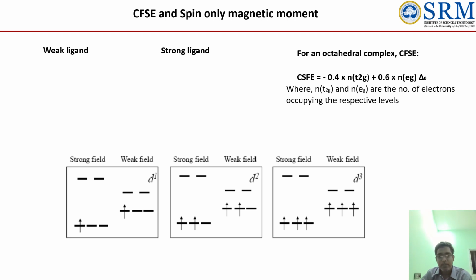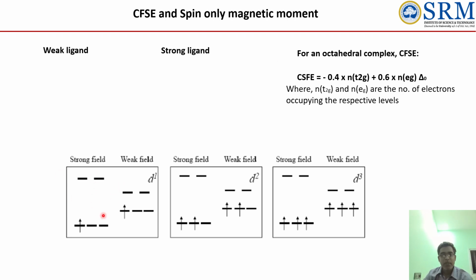So we have two different sets of calculations which are in your syllabus. One is CFSE, crystal field stabilization energy, and the calculation of spin only magnetic moment. As I said, we have d electrons. We have d0 to d10 systems. d0 has no meaning because there is no electron. So d1 to d10 is all we will consider.